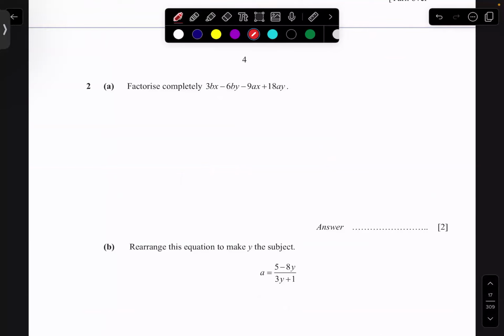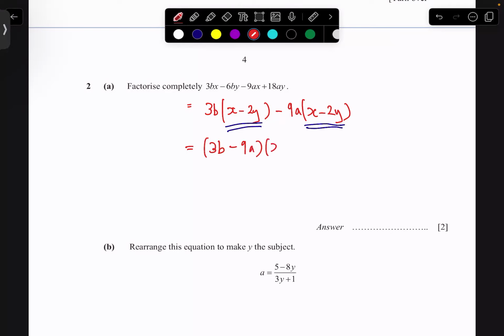2a. Factorize completely 4 terms. This is factorization by grouping. So equals to, take out 3b, x minus 2y. That means the next bracket, you also want to have x minus 2y. In order to do that, you need to take out negative 9a. When you take out negative 9a, I'll get x minus 2y as well. Now you need to notice the sign change. When you factorize out negative, positive becomes negative, negative becomes positive. So you will have 2x minus y. The important thing is to have x minus 2y, two same terms down here. So when you combine, 3b minus 9a over x minus 2y.